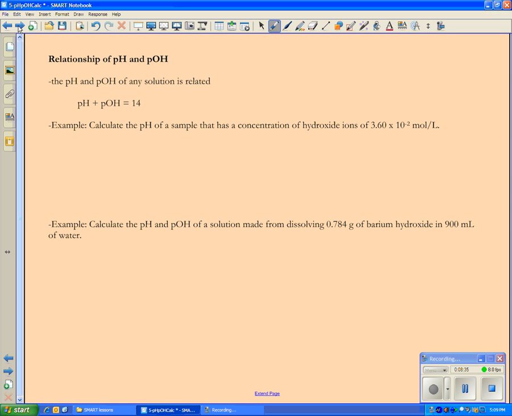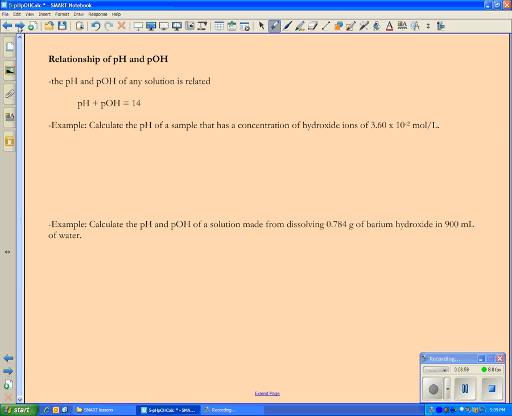Now what we need to consider is the relationship of the pH and the pOH to each other. If we take any sample and measure its pH and its pOH, those two numbers added together would give us 14. You might remember that the scale you're familiar with went from 0 to 14, and that's sort of related to what we see here.